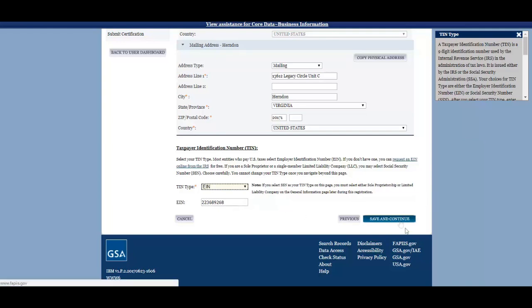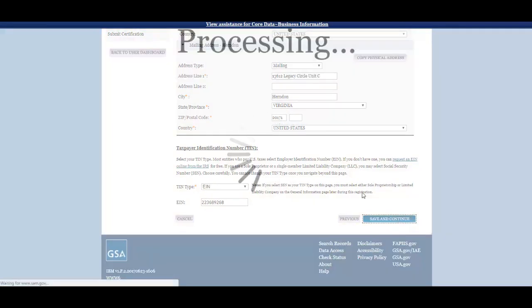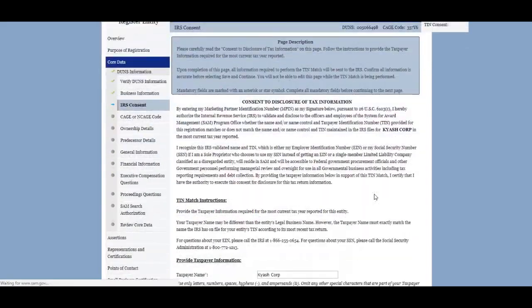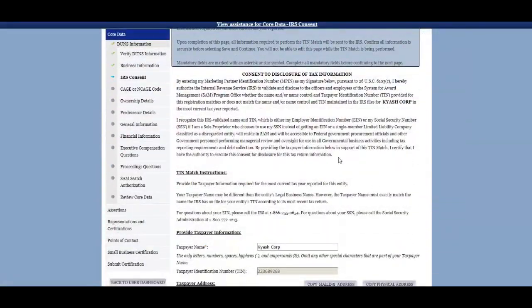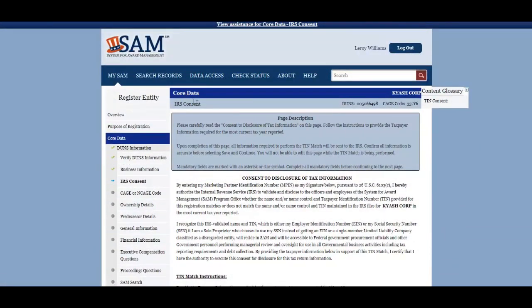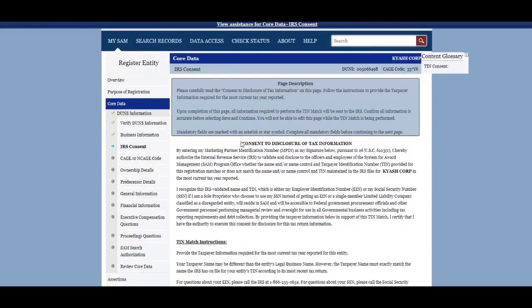Everything looks good so far, so we're going to save and continue. Now it's processing. What's going to happen here is we're still in core data. Now we're at something called IRS Consent, and this is basically a consent to disclosure of tax information.